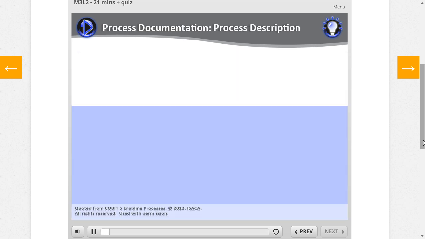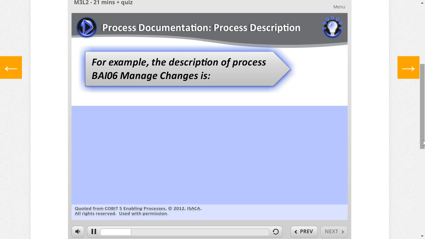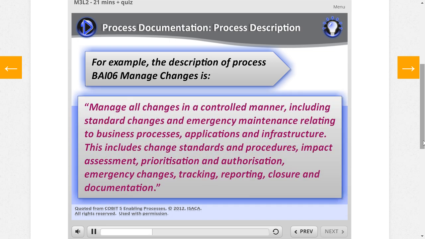The next section of the process documentation is a description of the process. For example, the description of Process BAI 06 Manage Changes is Manage all changes in a controlled manner, including standard changes and emergency maintenance relating to business processes, applications, and infrastructure. This includes change standards and procedures, impact assessment, prioritization and authorization, emergency changes, tracking, reporting, closure, and documentation. You can see that this not only gives a high-level description of what the process does, but it also states its scope.